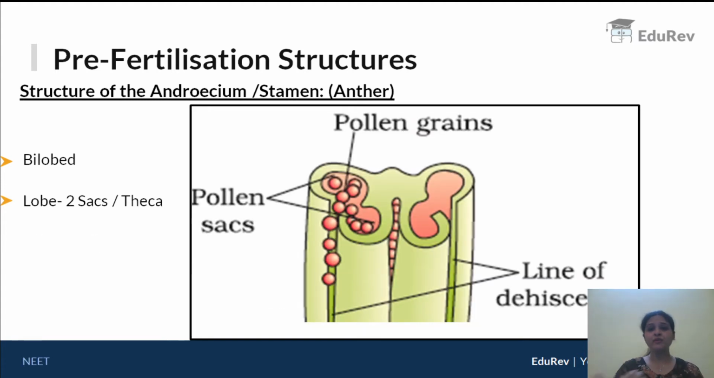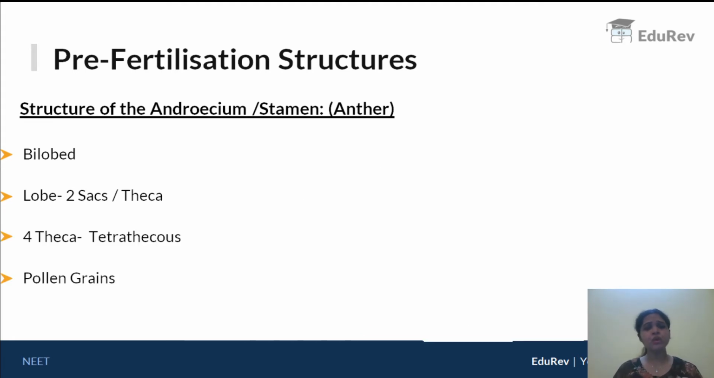Now, if you look at the cross section here, very clearly you can see four sac-like structures, two on the left hand side, two on the right hand side. So in total, four sac-like structures. Now, these sacs very clearly contain pollen grains in them. So we can say that these four sacs that we were visualizing were nothing but the pollen sacs. So they contain pollen grains. So your tetrathecous condition is the condition of the pollen sac.